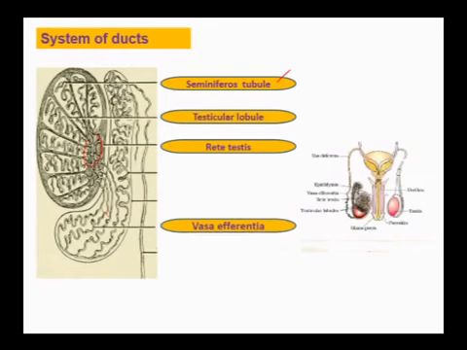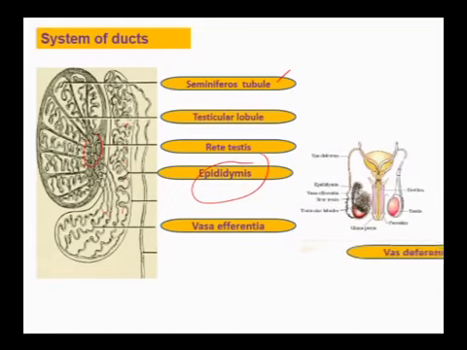So vasa efferentia open into epididymis. So epididymis is a long coiled tube of about 6 meters in length, where sperms are stored temporarily and ready for ejaculation. So maturation of sperms also takes place in the epididymis. So for this reason, epididymis is considered as the storehouse of the sperms itself. So then epididymis opens into vas deferens.